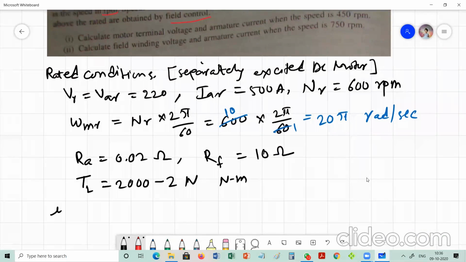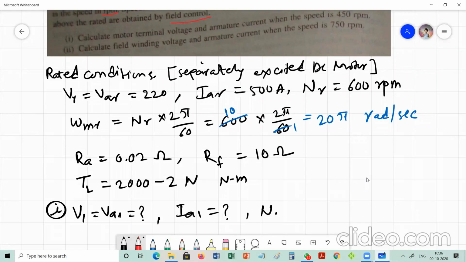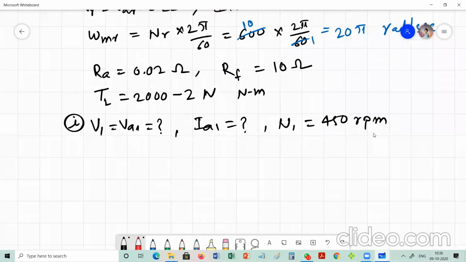First they ask to calculate the motor terminal voltage V1 equal to VA1 for the armature, and also they have asked for calculation of armature current when the speed N1 is equal to 450 rpm. This is the first case they have asked. We will solve the first case.